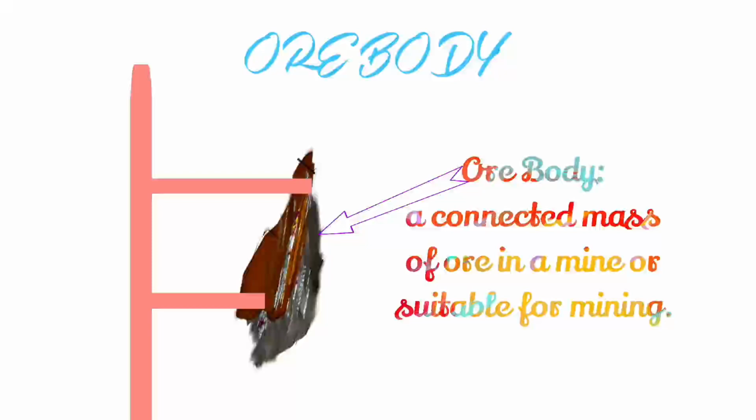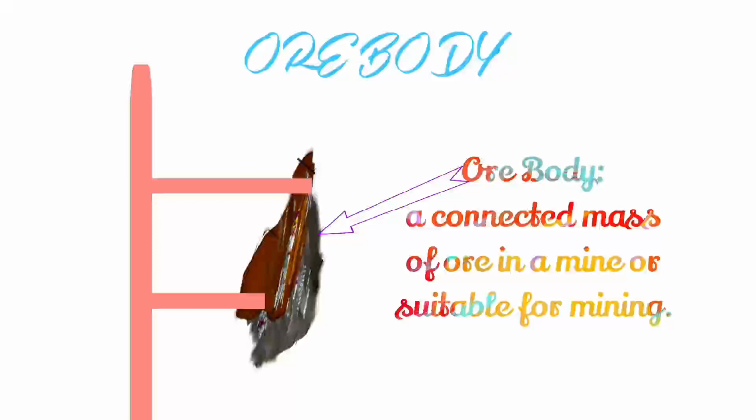It is a uniform deposit which is generally found in a mine and which is suitable for mining. So we can say ore is a connected mass or ore body generally found in a mine and suitable for mining.